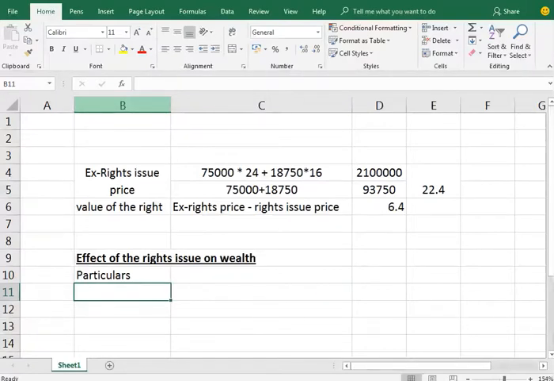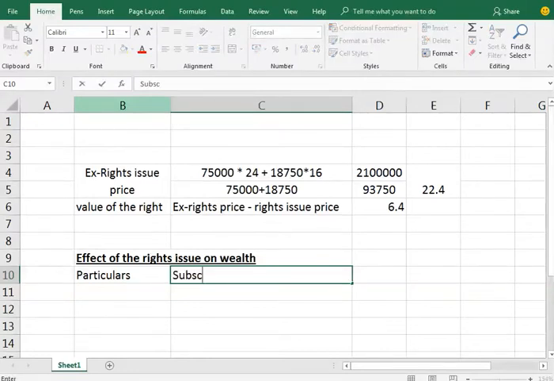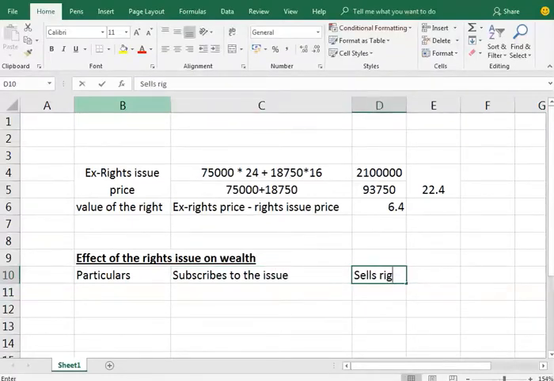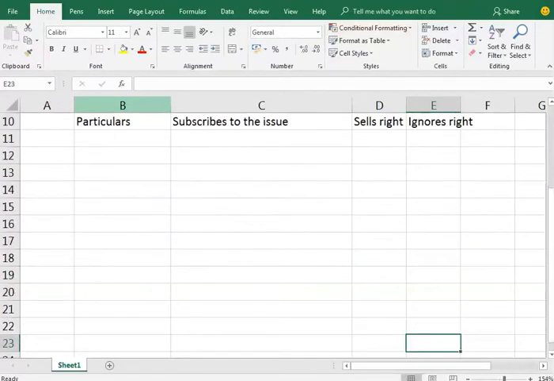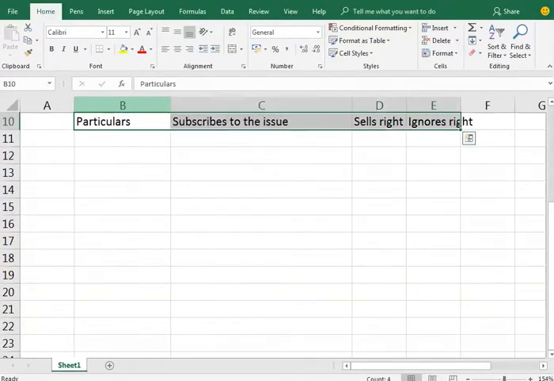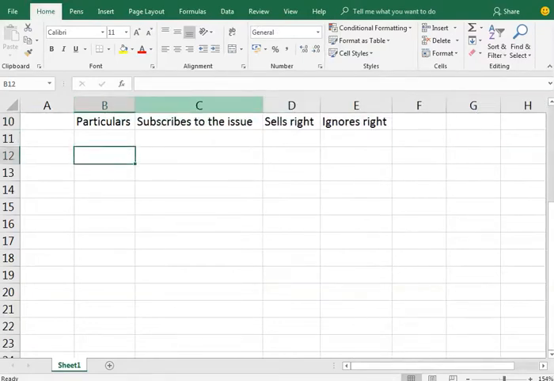Effect of the rights issue on wealth. Particulars in 3 columns. So first one is subscribes to the issue. This is not there in the question, but we are doing all the parts. Subscribes to the issue, sells right, ignores right. You can do one of the 3. Either you subscribe to the issue, or you sell the right, or you ignore the right.